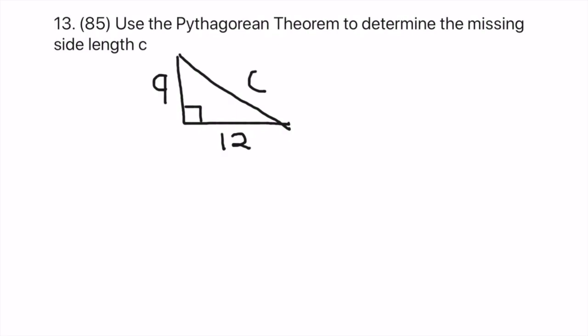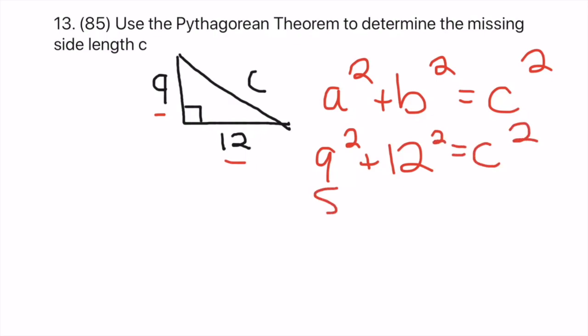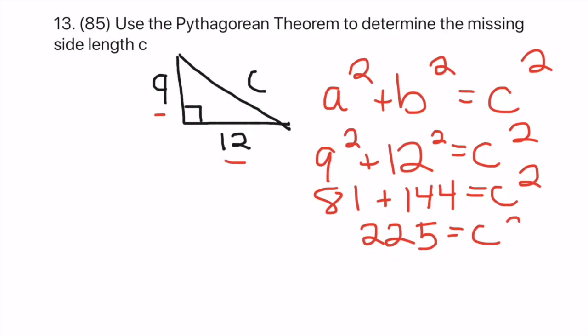Number 13, use the Pythagorean theorem to determine the missing side length of c. So we know Pythagorean theorem is a squared plus b squared equals c squared. So it doesn't matter which leg you put into the a or the b. So I'm just going to do 9 squared plus 12 squared equals c squared. So we have 81 plus 144 equals c squared. That adds up to 225 equals c squared.